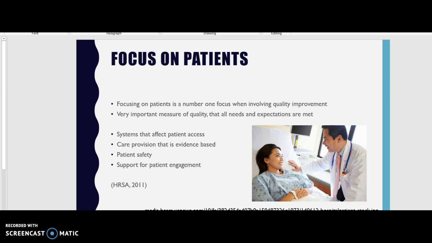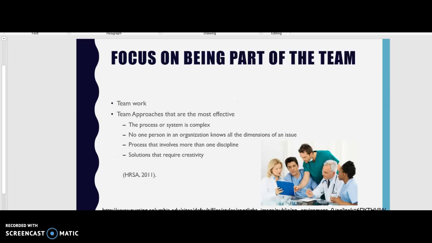The focus on patients. Focusing on patients is the number one focus when involving quality improvement. Focusing on patients is a very important measure of quality that proves that all needs and expectations are met. The needs and expectations that can focus on patients include systems that affect patient access, care provision that is evidence-based, patient safety, support for patient engagement, coordination of care with other parts of the larger health care systems, and cultural competency.